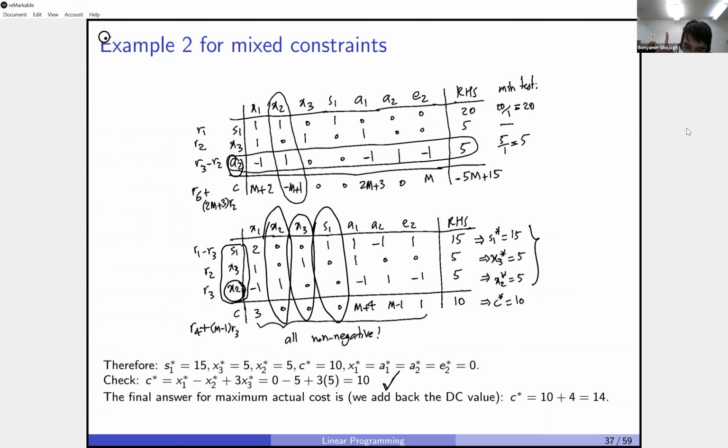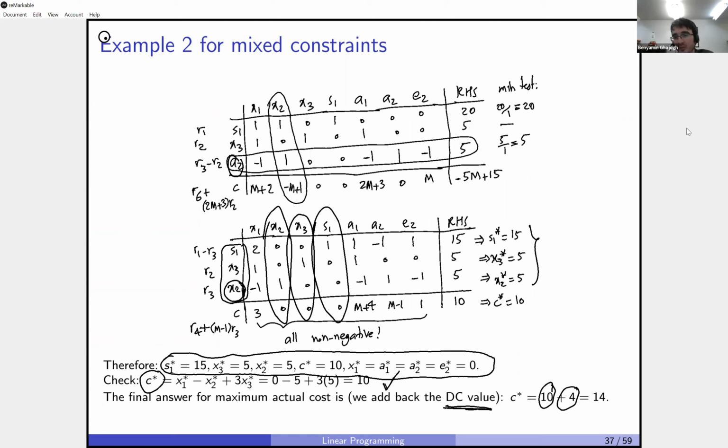Now, don't forget to add the DC back. These are the actual arg min or arg max. These are correct, but this is not the actual maximum cost function. You need to add the DC or the bias back. For that, you had 10, you had plus 4. If you had minus 4, you had to add minus 4. So 10 plus 4, 14. This is the actual maximum cost function. So far clear?